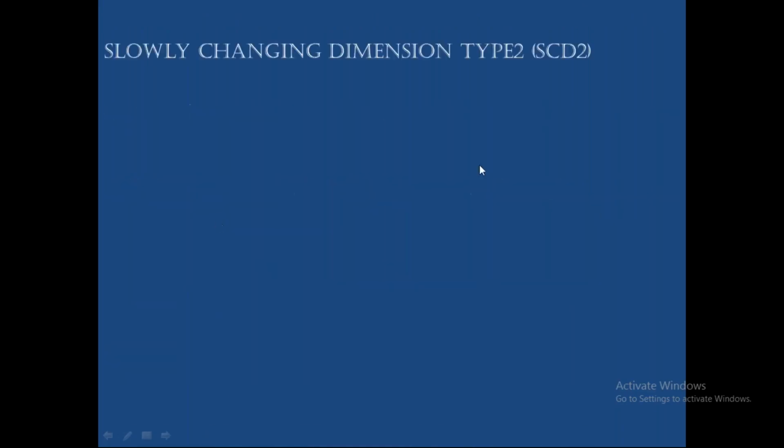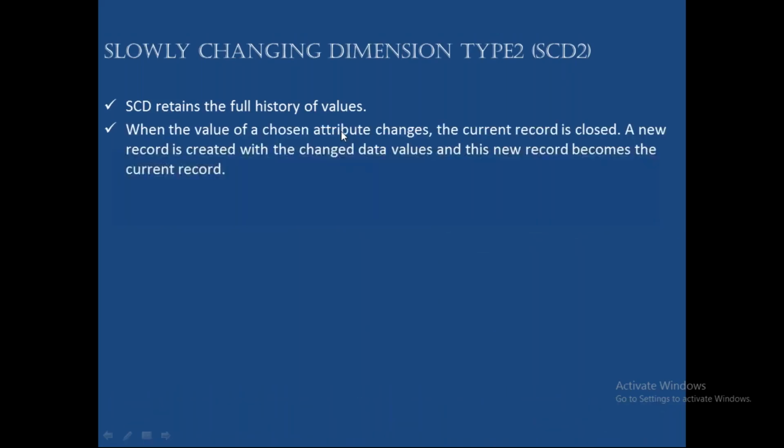Next, let's talk about SCD2. SCD2 retains the full history of values, meaning whatever historical data you have, that entire data it will keep in your table. When the value of a chosen attribute changes, the current record is closed, meaning the old record will be closed.